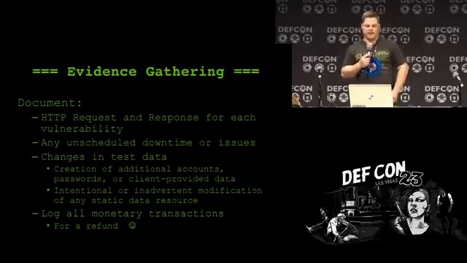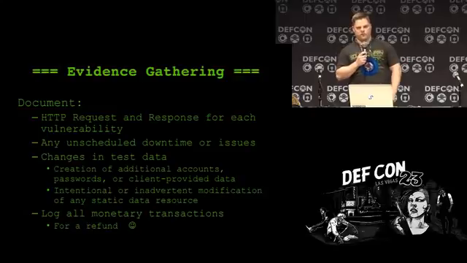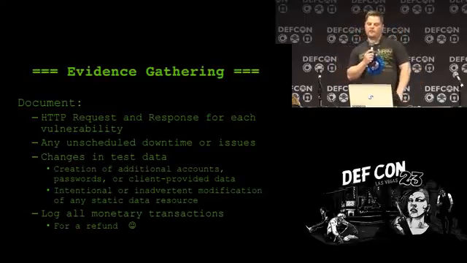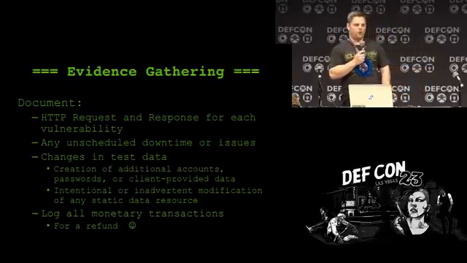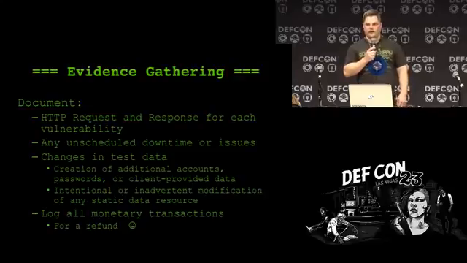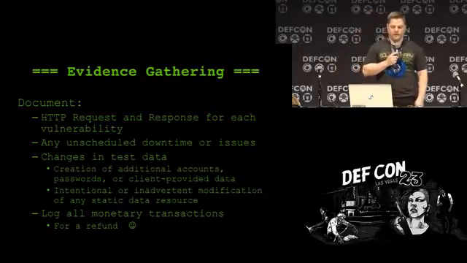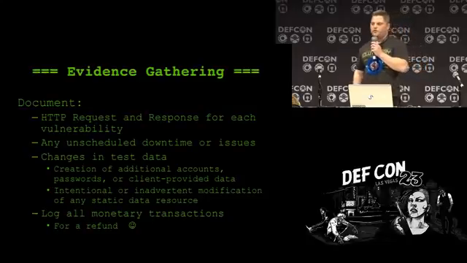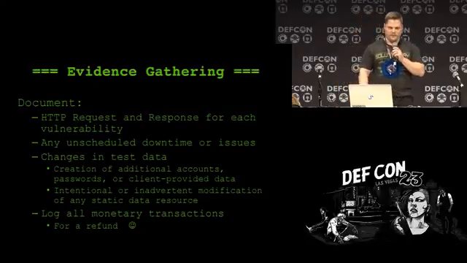A few things on evidence gathering. Whenever you're going to report on a vulnerability, you want to document the request and response for each vulnerability. That way, when you give the report to the client, they can try to replicate it and resolve the issue. Any unscheduled downtime or issues, so if the client asks you to stop testing because there's latency or some issue with the application, you want to document that for the report review call.